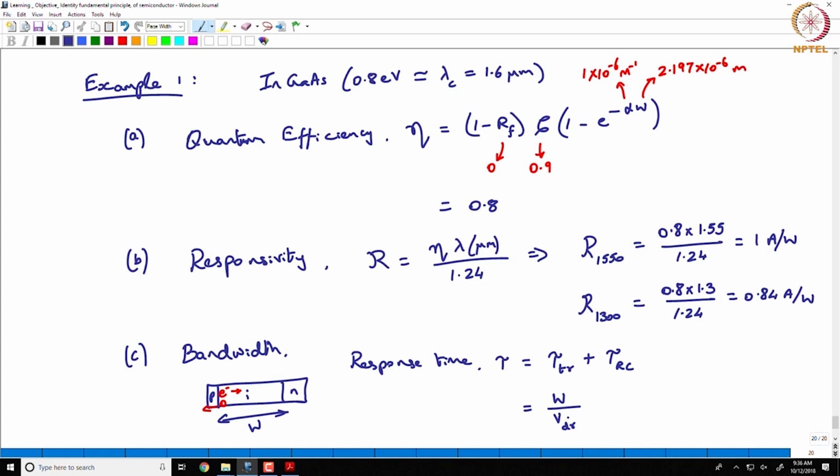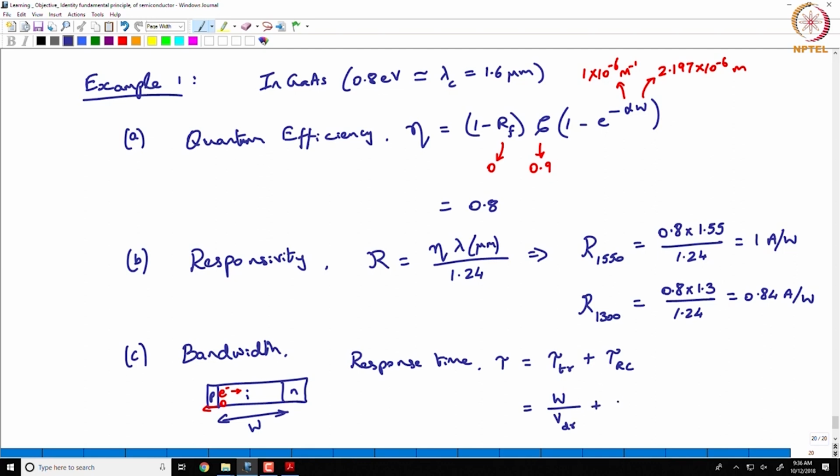And so you know that your diffusion velocity is typically on the order of 10 to the power 3 meters per second, whereas the drift velocity can be as high as 10 to the power 5 meters per second. Okay. So, there is 2 orders of magnitude difference. So, depending upon the external bias applied, the response of your photodiode can be 2 orders of magnitude different. Okay. So, the response actually can be made quicker with the external bias. You understand that, right? So, that is one important thing to realize.